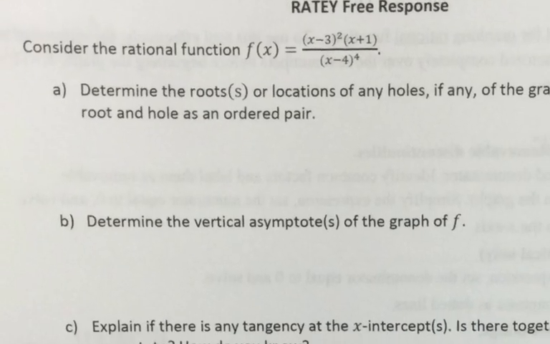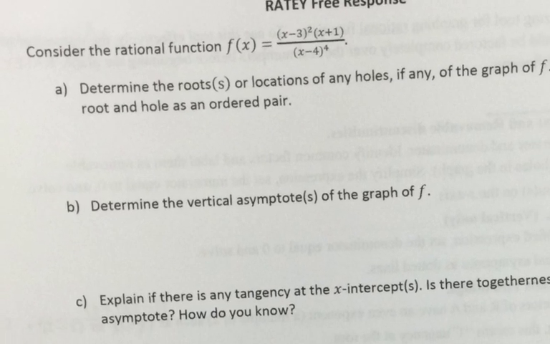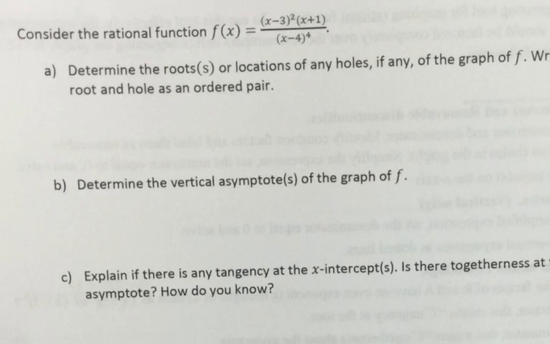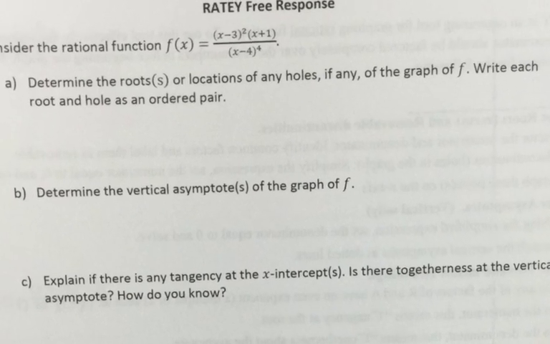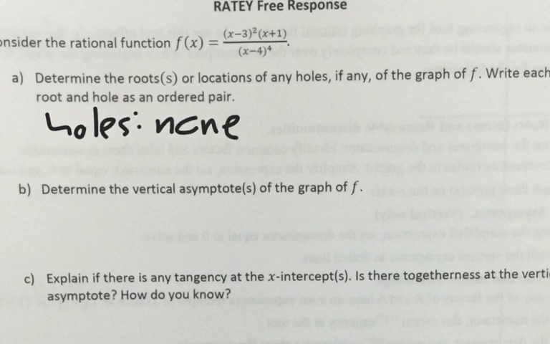So consider the rational function f of x equals x minus 3 squared times x plus 1 over x minus 4 to the fourth. Determine the roots or locations of any holes, if any, of the graph of f. So do we have any holes? We don't. Is everybody good with that? Because there's no common factor of the numerator and denominator. So holes, none. Next, write each root and hole as an ordered pair.